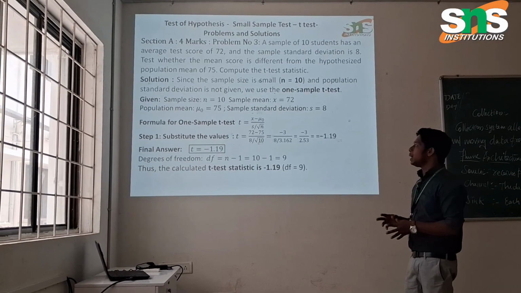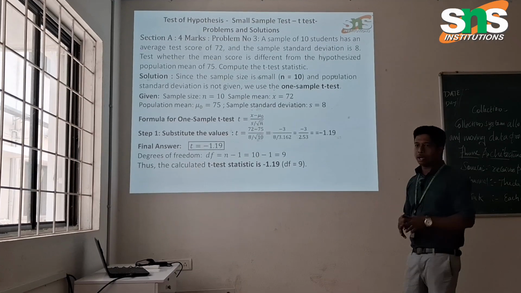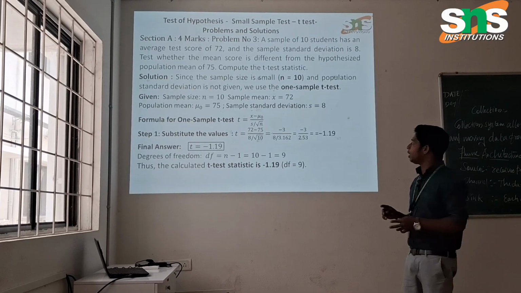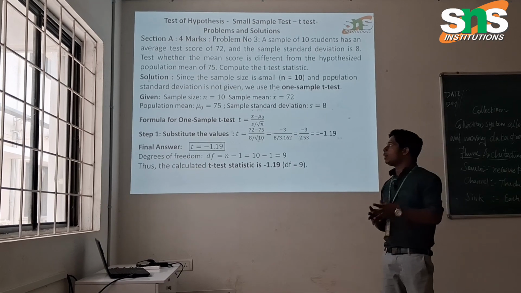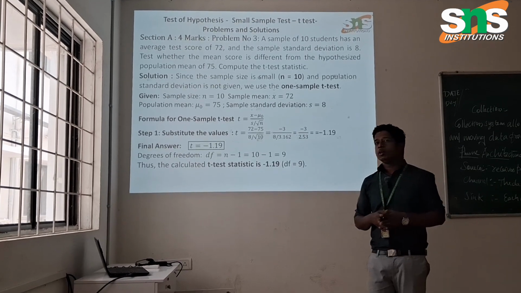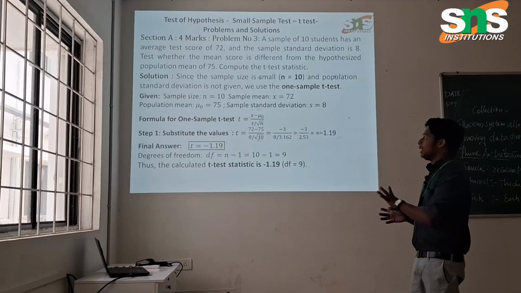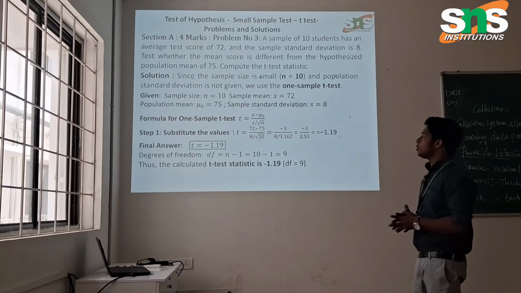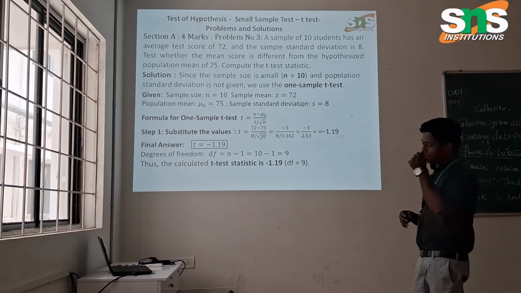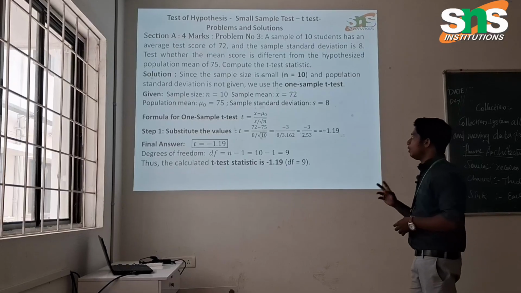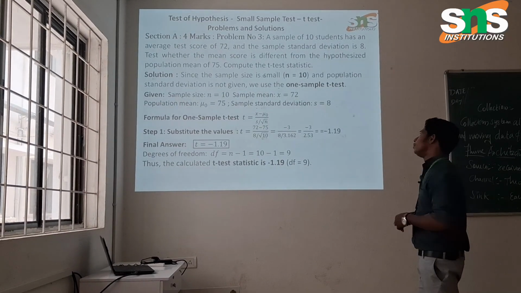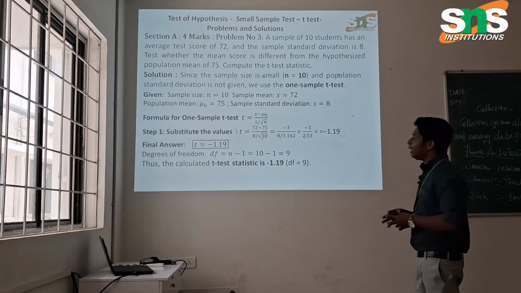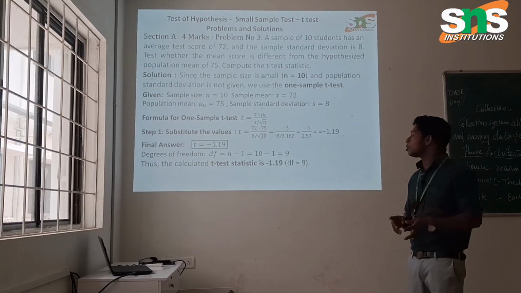Formula for one sample t-test: t equals x bar minus mu naught divided by s divided by square root of n. So that is the formula for the one sample t-test. We substitute the values: x bar is 72, mu naught is 75, that is the population mean, s standard deviation is 8, and sample size is n, so square root of 10.